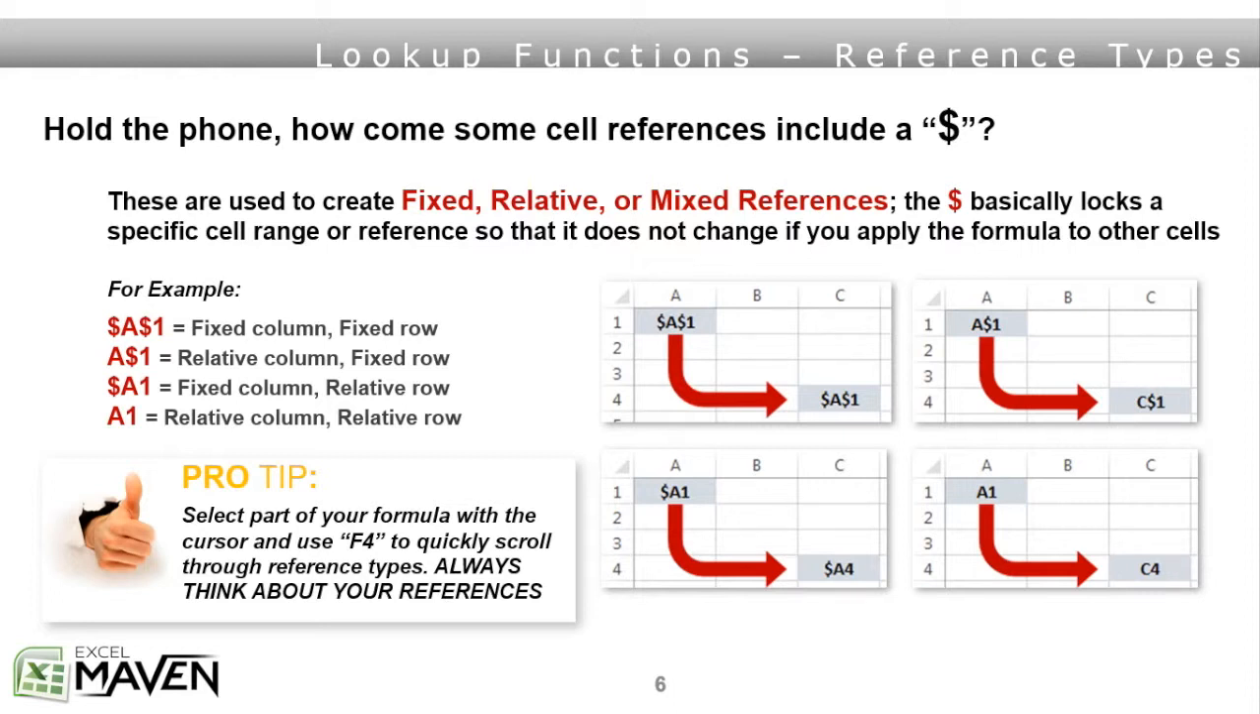So before I dive in, just one quick bit of background about cell references for those who aren't familiar. One question I get all the time, especially from new Excel users, is what the heck is the deal with those dollar signs that are included in some formulas but not others? Basically, the dollar sign is the syntax that Excel uses to create a reference type. The easiest way to describe this is that the dollar sign essentially locks in a specific cell range or reference so that it won't change if you move that formula to other cells.